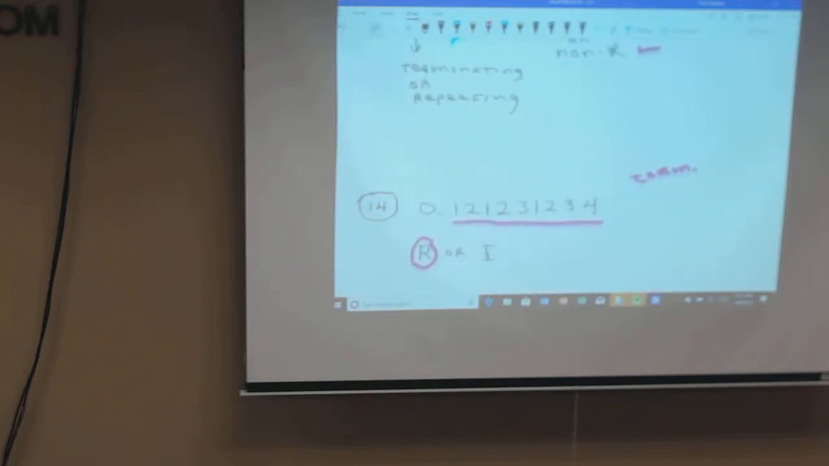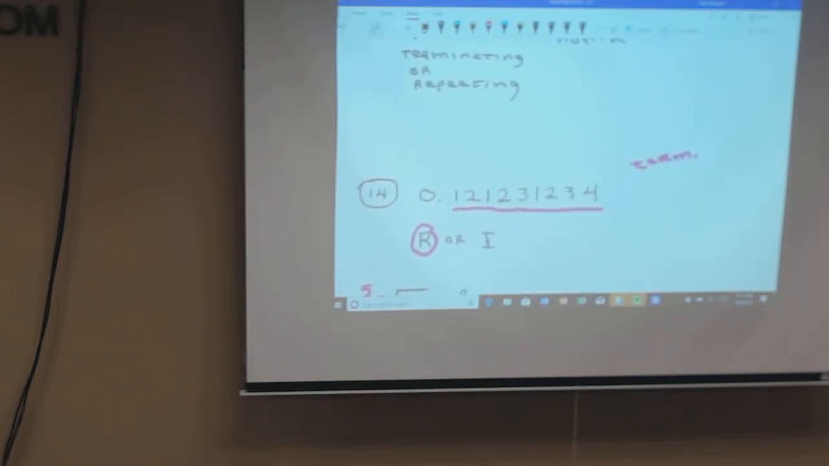Number 14. 1, 2, 1, 2, 3, 1, 2, 3, 4. Well, that doesn't have a pattern. How come I'm calling it rational? Why? Well, look at it. You go, yeah, it looks like 12. It does not. What's the difference between 12 and 14? It doesn't have dot, dot, dot.